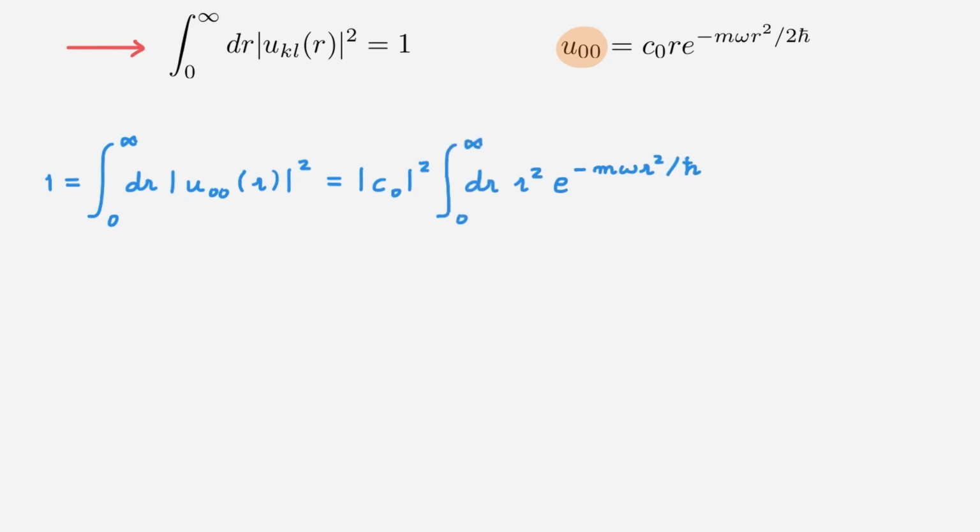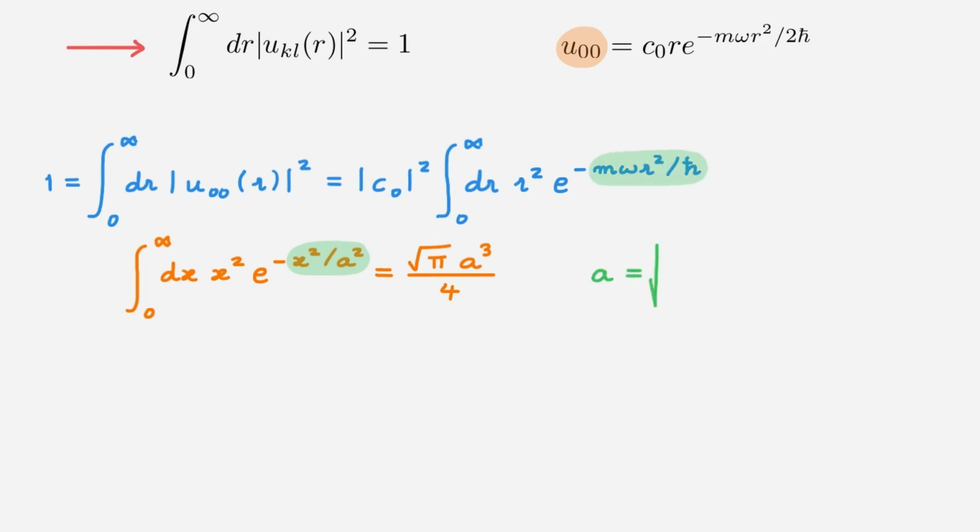We're now going to use a standard Gaussian integral, which you can look up in your favorite table of integrals, and which is equal to this. Now, if we compare this exponent with our exponent up here, we can identify a as equal to the square root of h bar over m omega. With this, we can evaluate the integral to get the absolute value squared of C0 multiplied by this constant.